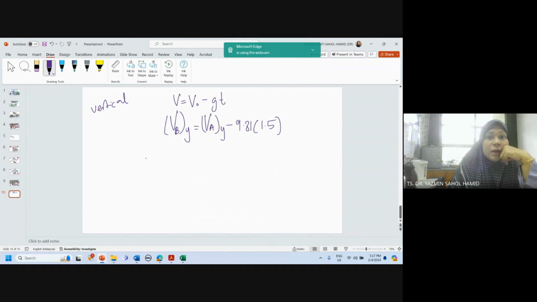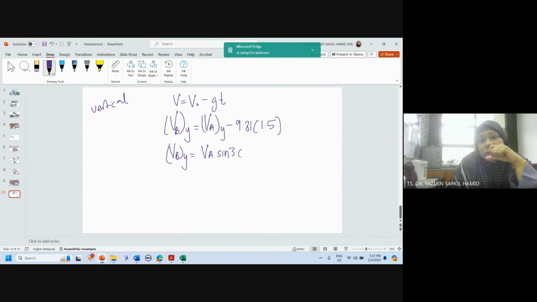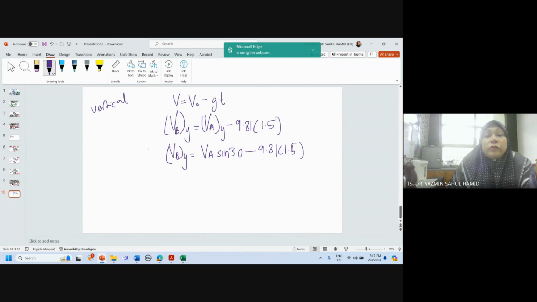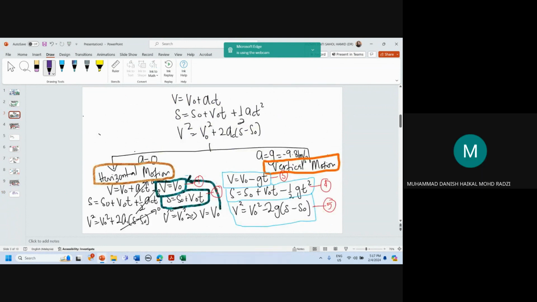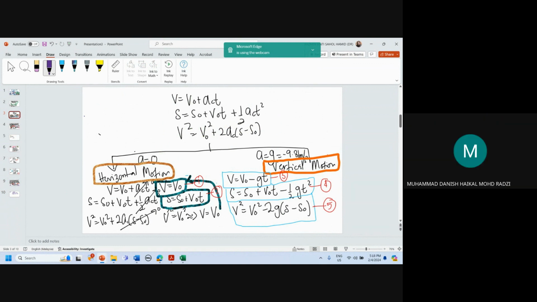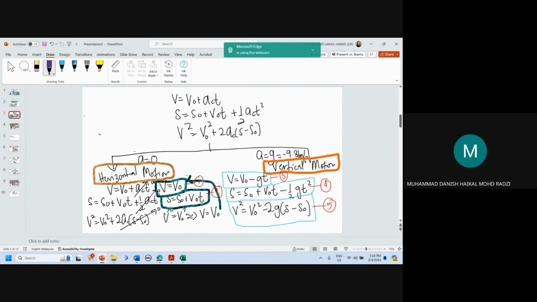So right now, what do you want to find? You want to find VA. So VBY, we don't know. And then VAY, what is VAY? VAY is VA sine 30. So you are left with how many unknowns? Yes. So either you need to solve VBY first to get VA, or you suggest another formula. Any suggestions? Use number 4.